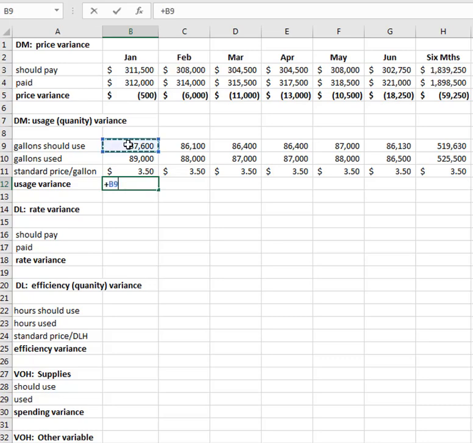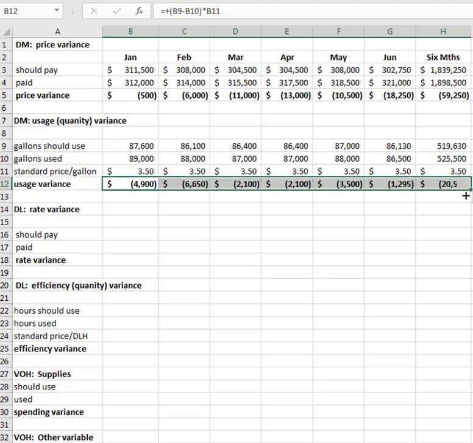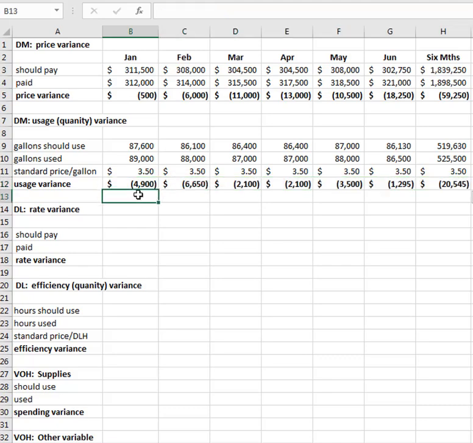So how many gallons should they have used minus what they did use times that $3.50. And we'll get the order of operations correct here. And so negative in this case is using more than what was allowed, and positive would be using less than what was allowed. So we can sort of scan here and see that there was overusage, but that overusage seems to be getting smaller and smaller over time. And that sometimes can indicate a learning curve. So just some thoughts there as we're just reflecting on that.